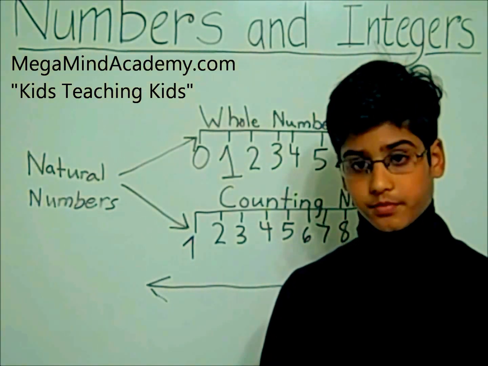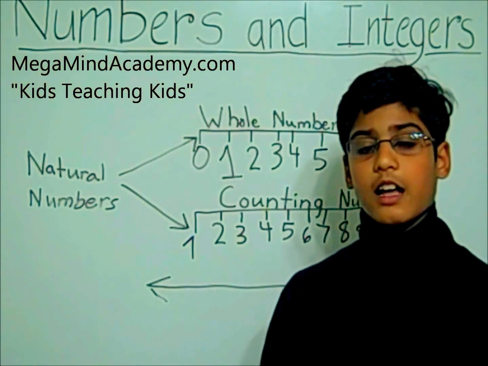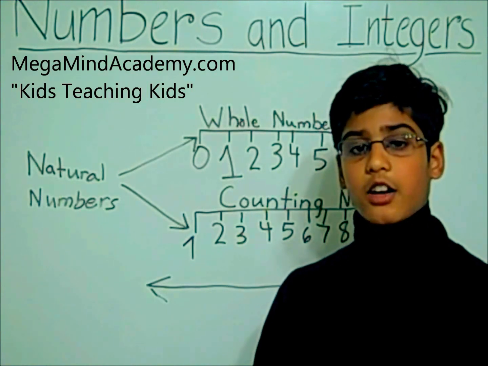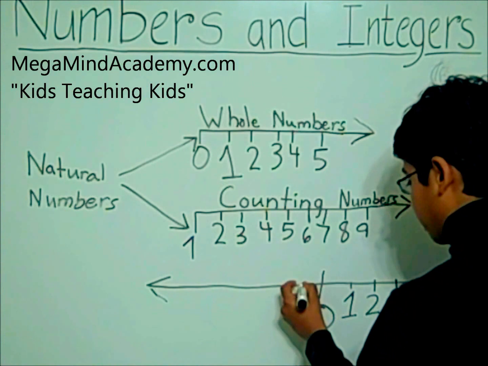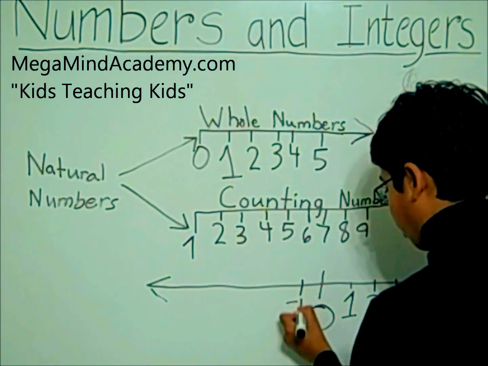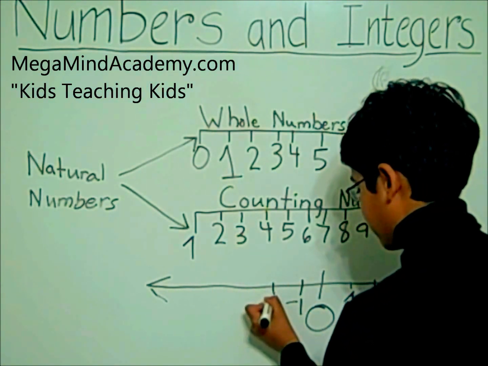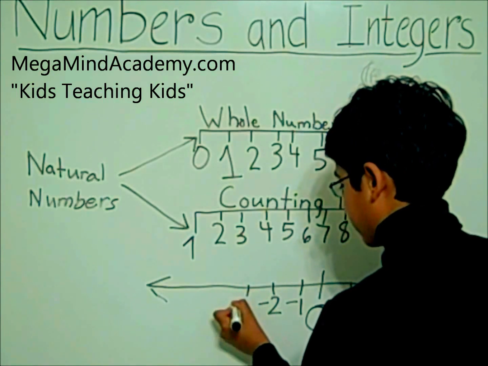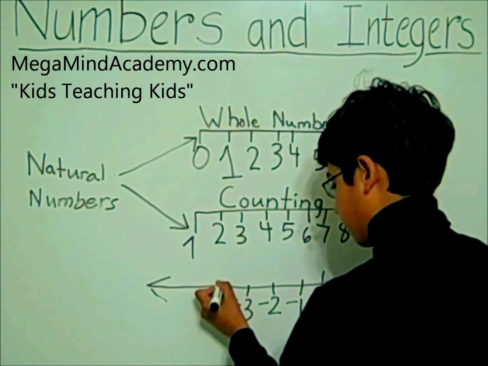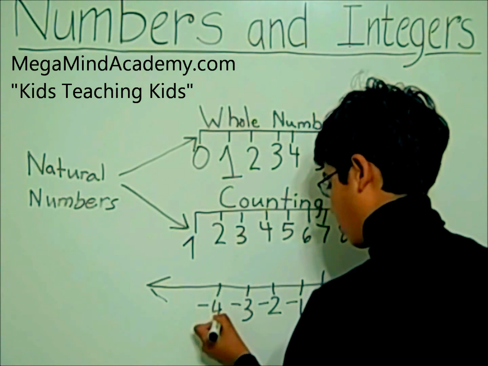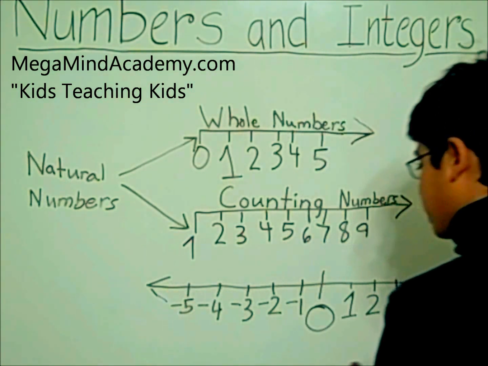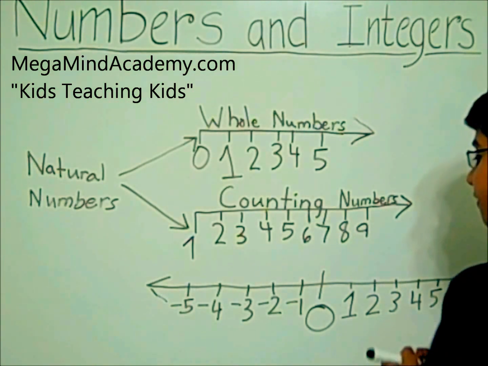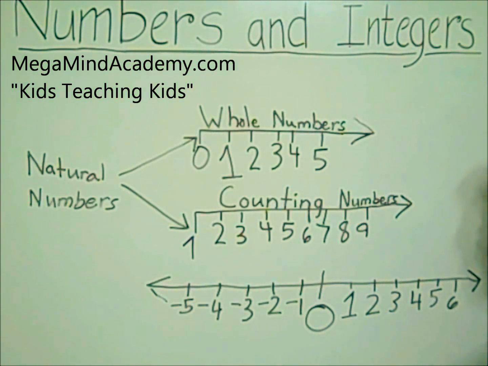Now let's put the numbers that are negative on the number line. So that would be -1, -2, -3, -4, -5, and so on. So it would be -6, -7, -8, -9, and so on.